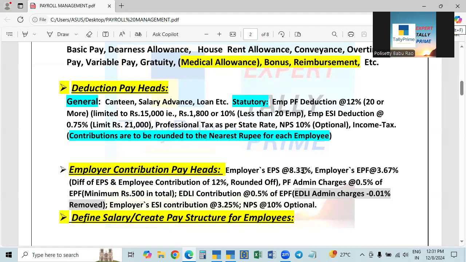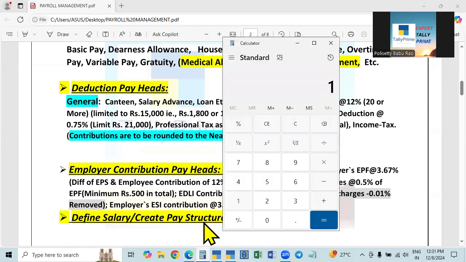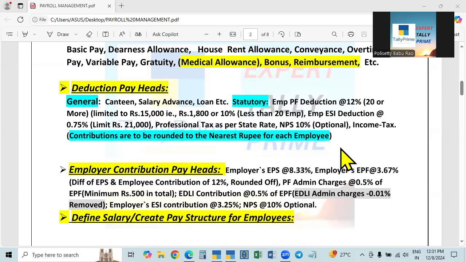So for that pension, 8.33% will be contributed by the employer. So total 12, he will contribute 12 only. Out of 12, 8.33% is contributed to EPS, Employees Pension Scheme, and the balance 3.67% is contributed to the Provident Fund. So divided into two, one is EPS 8.33%, balance 3.67% is contributed to Provident Fund. So that we will take up.